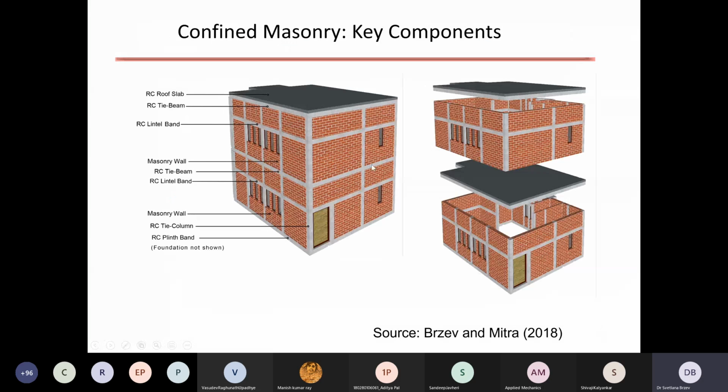Key structural elements of a confined masonry building are the masonry wall, then reinforced concrete vertical elements, which are called tie columns, and then horizontal elements, which are called tie beams. And also in India, it is proposed to use lintel bands. Those are not typical confined masonry elements, but are included in Indian practice.